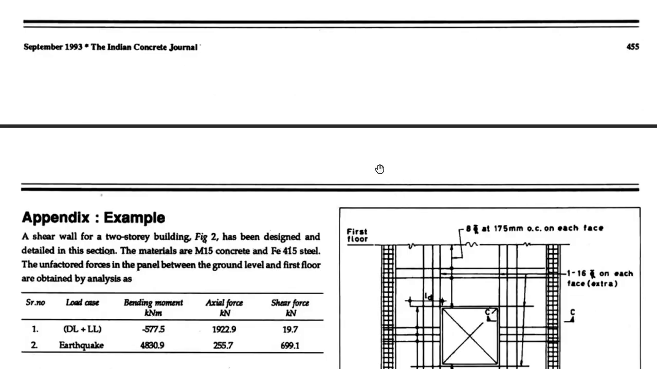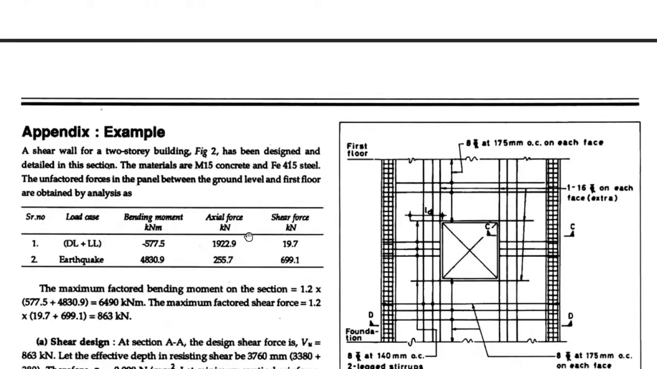The materials are M15 concrete and Fe415 steel. The unfactored forces in the panel between the ground level and first floor are obtained by analysis, as given in this table. The maximum factored bending moment on the section is found out as 6,490 kilonewton meter, and the maximum factored shear force is 863 kilonewton.